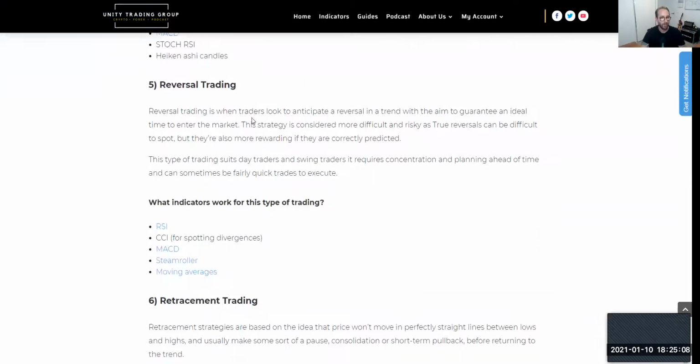All right. Reversal trading. Reversal trading is when traders look to anticipate a reversal in a trend with the aim to guarantee an ideal time to enter the market. So this is considered more difficult and risky, as true reversals can be difficult to spot, but they're more rewarding if they are correctly predicted. So this type of trading suits day traders and swing traders, requires concentration and planning ahead of time. It can sometimes be very quick trades to execute.